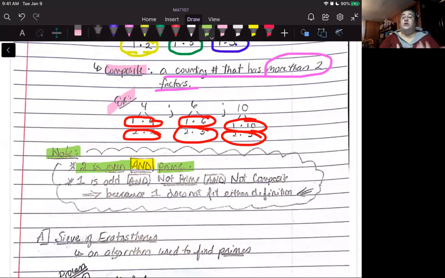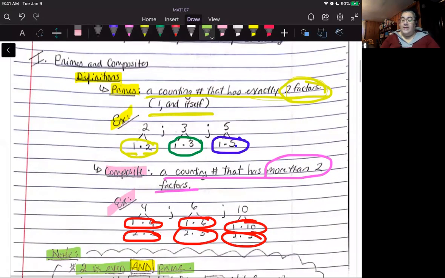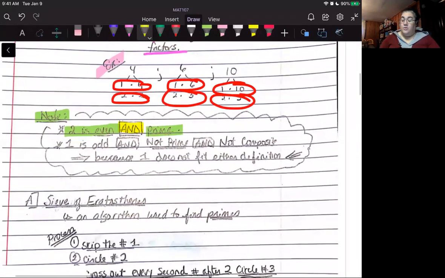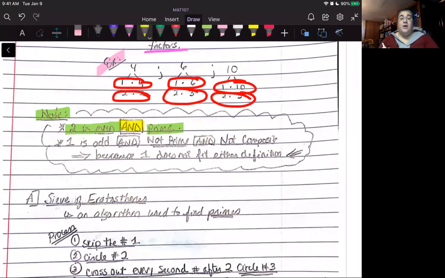2 is the first prime number in the counting numbers set, and it is an even number. But as you saw here, it is also a prime number because it fulfills the definition of a prime number, that is, being a number that only has two factors, 1 and itself. Okay? So, 2 is a prime number, but it is also even.